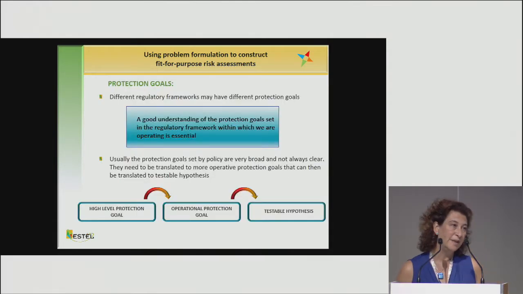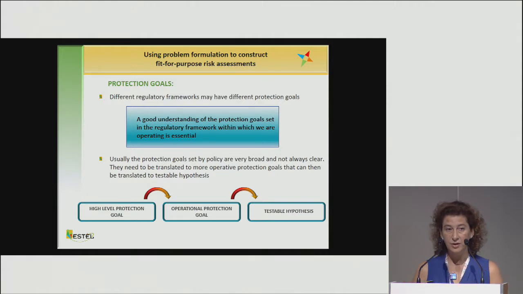So, protection goals, we've been discussing it before. We know that they're not always clear, and that in different regulatory frameworks they might differ, or maybe even in some countries, they might have a slightly preference for some protection goals or others. So one thing that is clear is that you need to be very clear and have a good understanding of what the protection goals are that you are dealing with when you're doing your risk assessment, so as to ensure that it's fit for purpose. And usually these protection goals are set by policy.